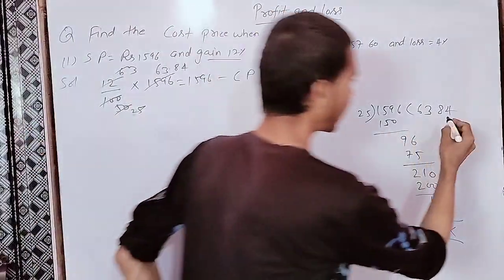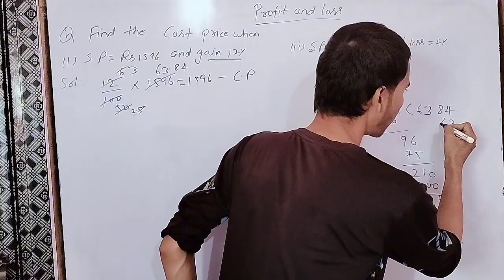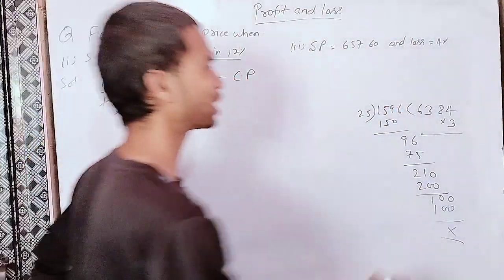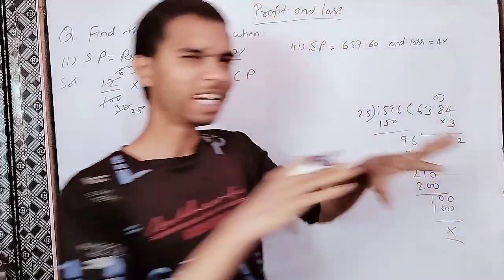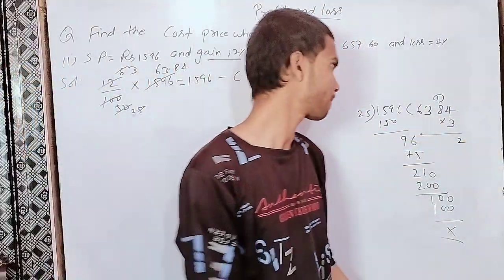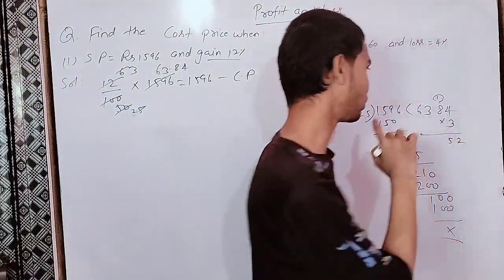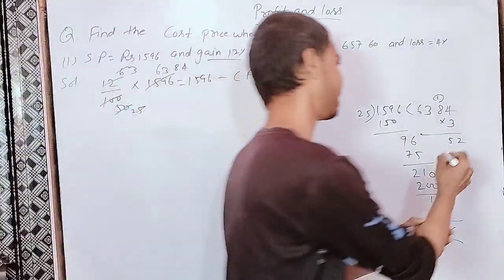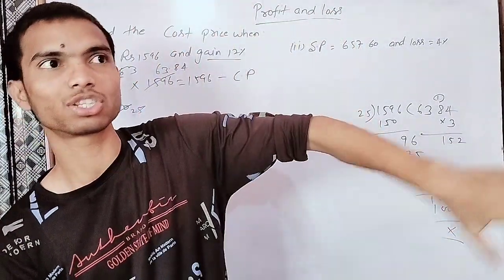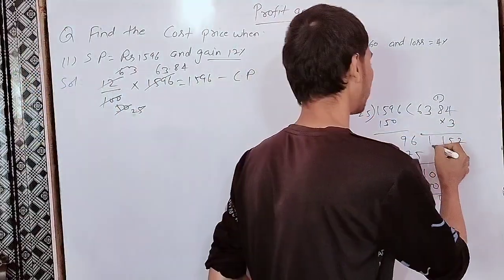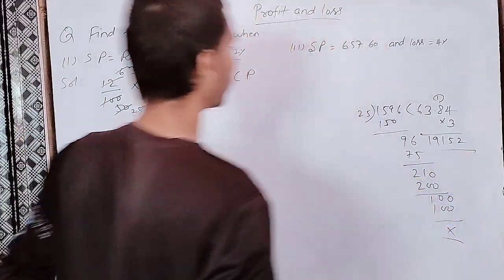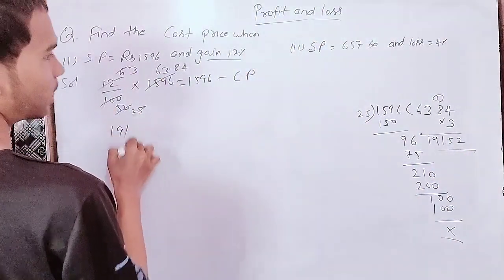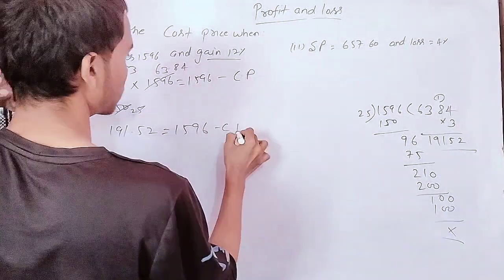Now we will multiply this by 3. 3 times 4 is 12, 3 eights are 24. 5, 2. 3 threes are 9. 3 sixes are 18. And finally 9. One second. Hold on. Here we have 191.52. 1596 minus 191.52.